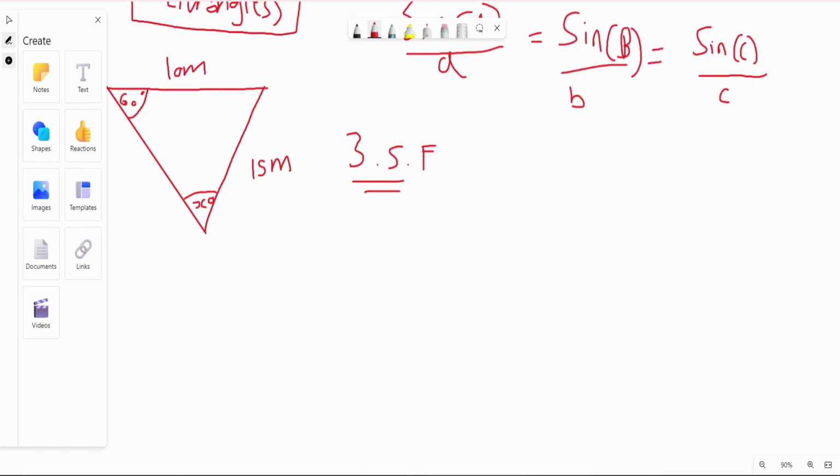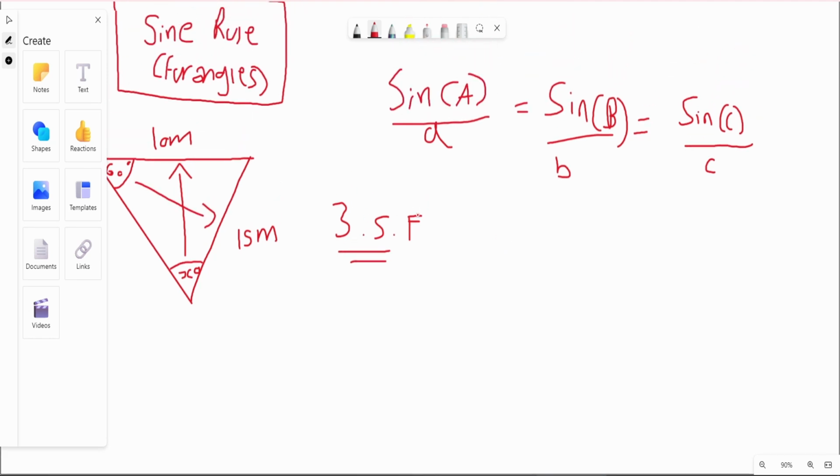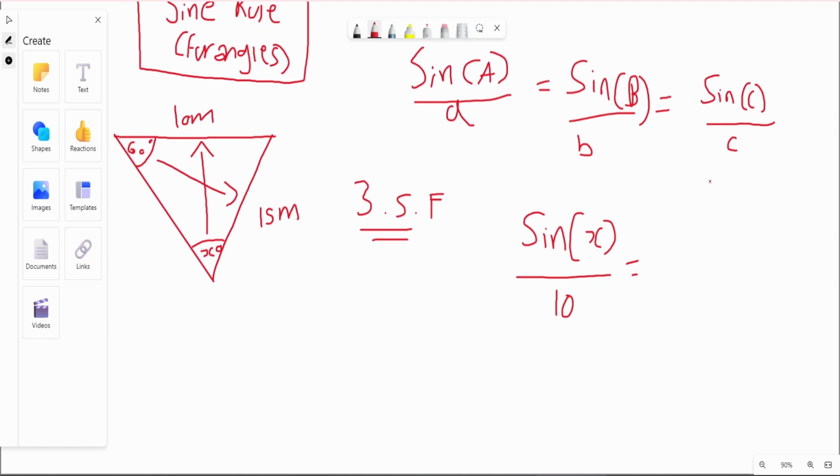There's a very simple trick to labeling these in a way which is very fast and efficient: we'll label them compared to their opposites. So x to 10 and 60 to 15. Okay, so sine of A, which I will label as x, divided by A, which is my 10, is equal to sine of 60, my angle, divided by my side length, which is 15.